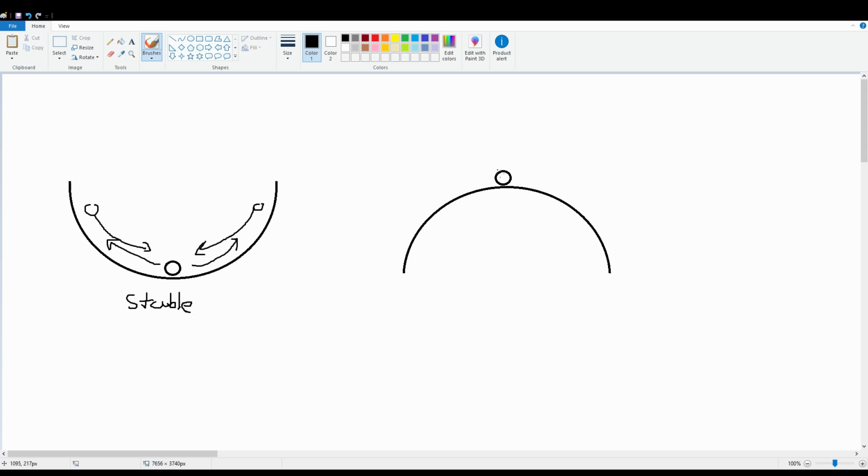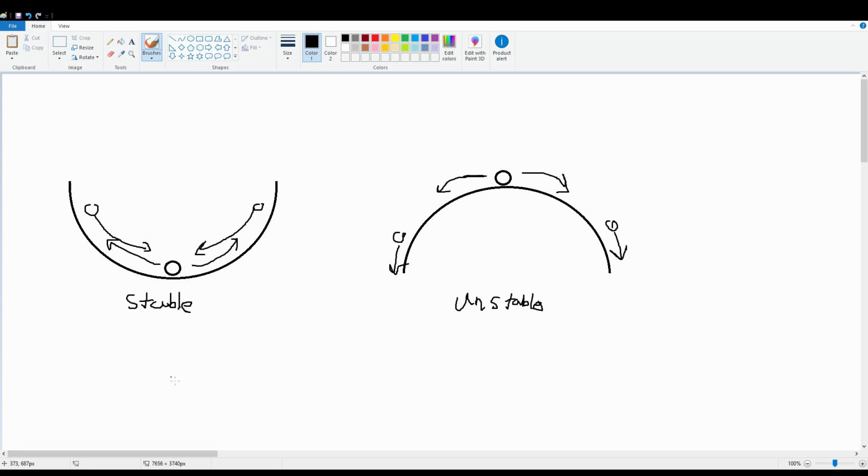Now, on the flip side, a ball placed on top of a hill would be in the unstable equilibrium, because the moment it gets moved past maybe over here or over here, it's going to end up falling down the hill.